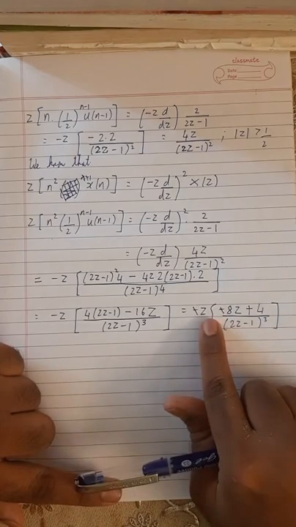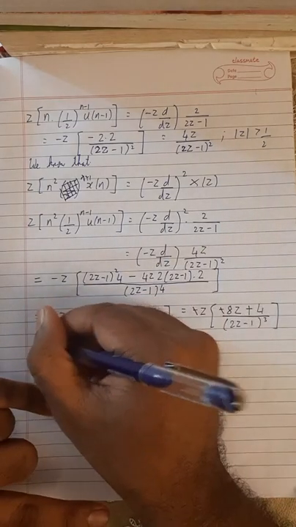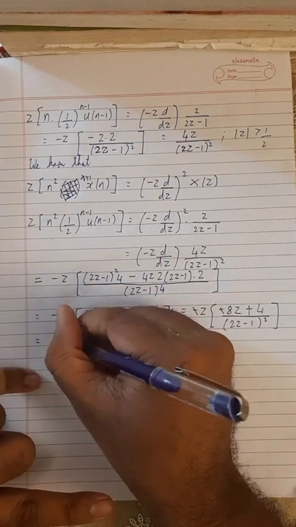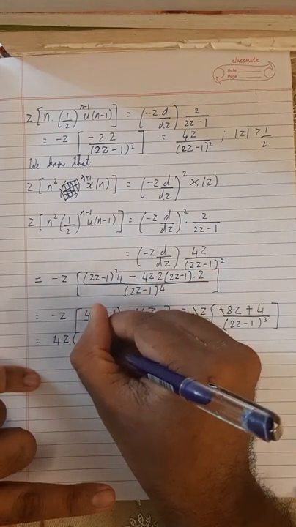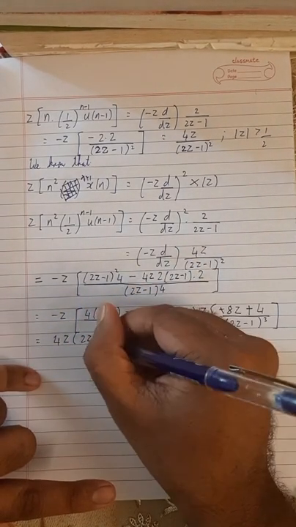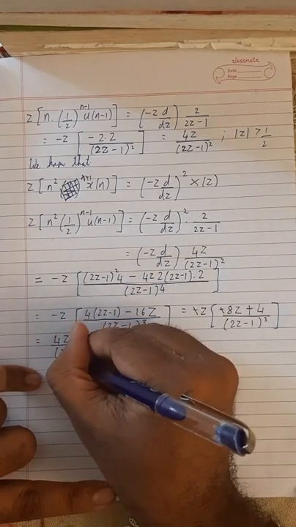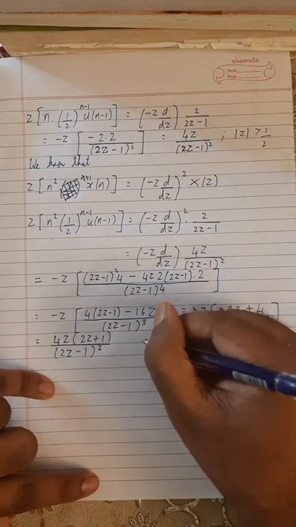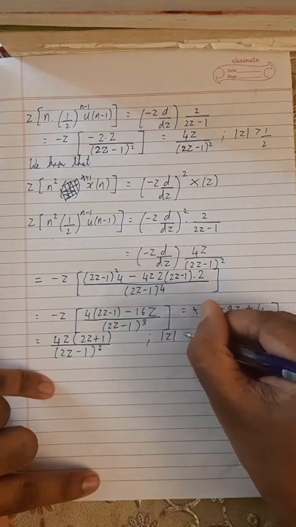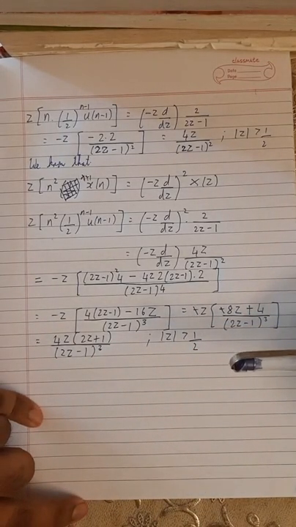Maybe I can take 4 common, right? If I take 4 common, this will become 2z plus 1. So this is nothing but 4z into 2z plus 1 by 2z minus 1 the whole cube. Okay, and your ROC remains the same, right? So you got this, right? So now you got the answer.